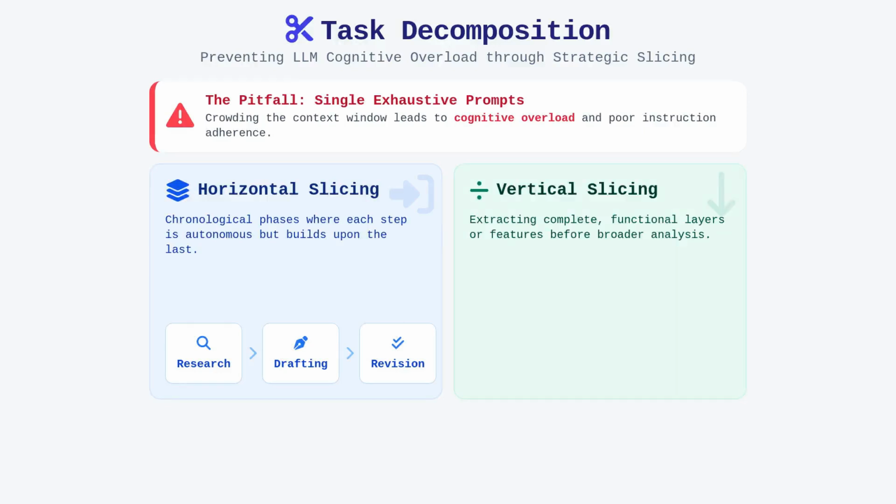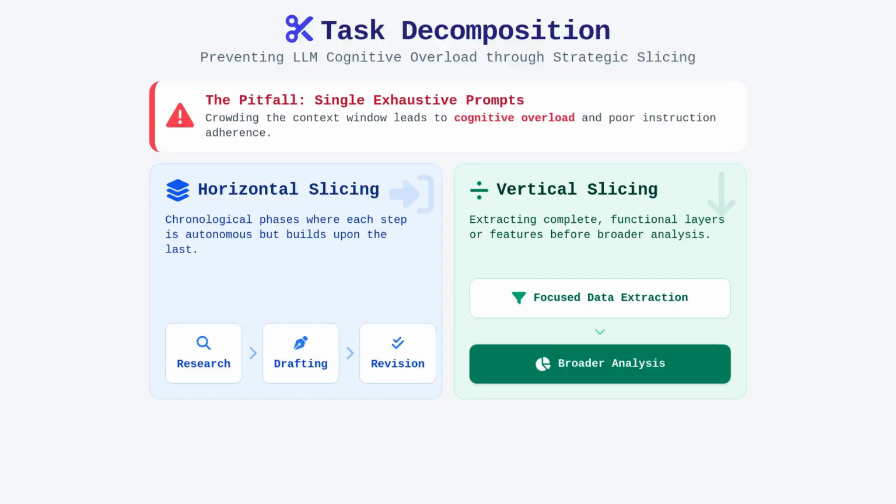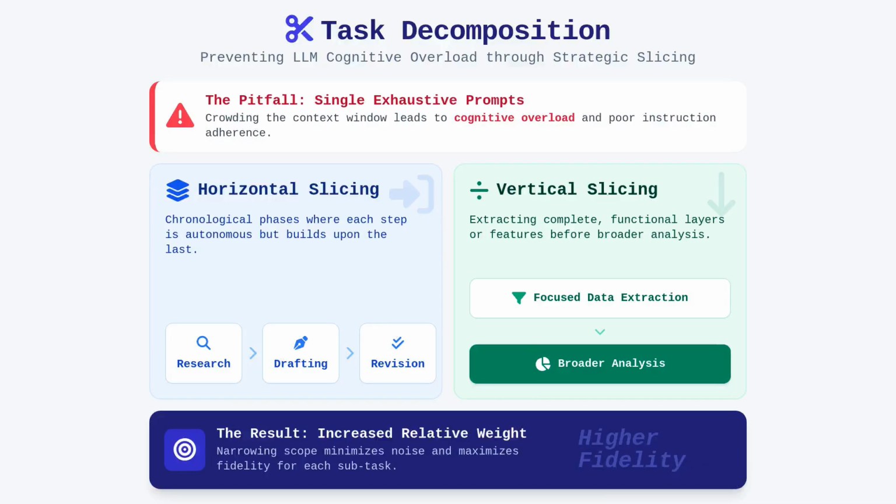Vertical slicing, conversely, involves extracting a complete, functional feature from the larger project, such as asking the model to perform a focused extraction of specific data types before attempting a broader analysis. This approach directly mitigates the challenge of instruction adherence when the context window is crowded with secondary requirements. By narrowing the scope of what the model is asked to tackle at any given moment, we effectively increase the relative weight of the instructions provided for that specific subtask.